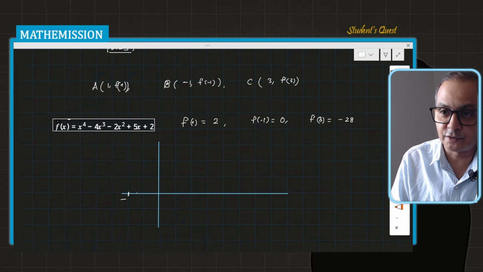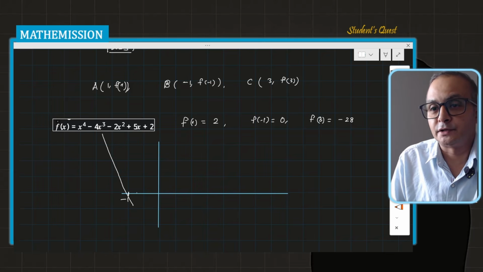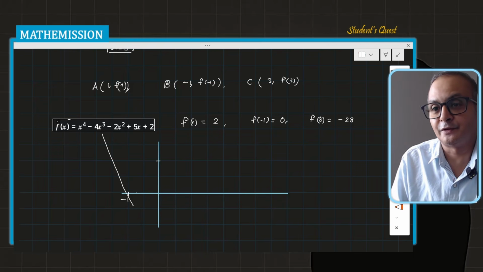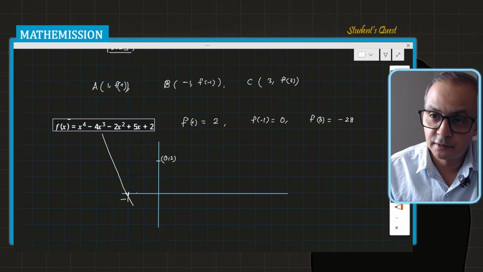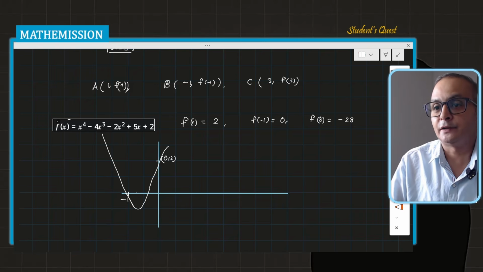So let's say this is minus 1, and it is coming down from here somewhere, and at 2 actually it has to be 0, the value means at 0 it should be the value 2. So this is 0 comma 2, so it will again go up there to hit that 2, but notice at 1 again the value is 2.